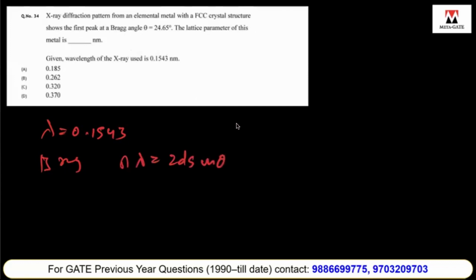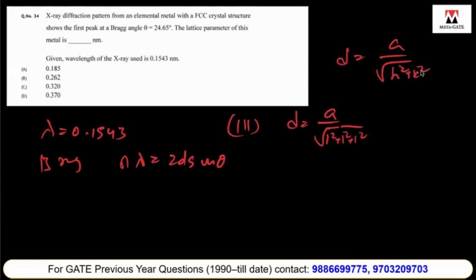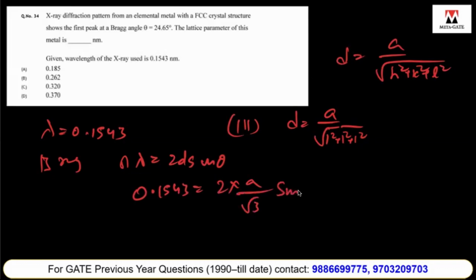The first peak in FCC is the 111 plane. So d is equal to a by root of 1 square plus 1 square plus 1 square, as we know d is equal to a by root of h square plus k square plus l square. Here we know lambda already, 0.1543, and 2 into a by root 3 into sine of 24.65. Calculating this, we get a equal to 0.32 nanometers. This is the answer.